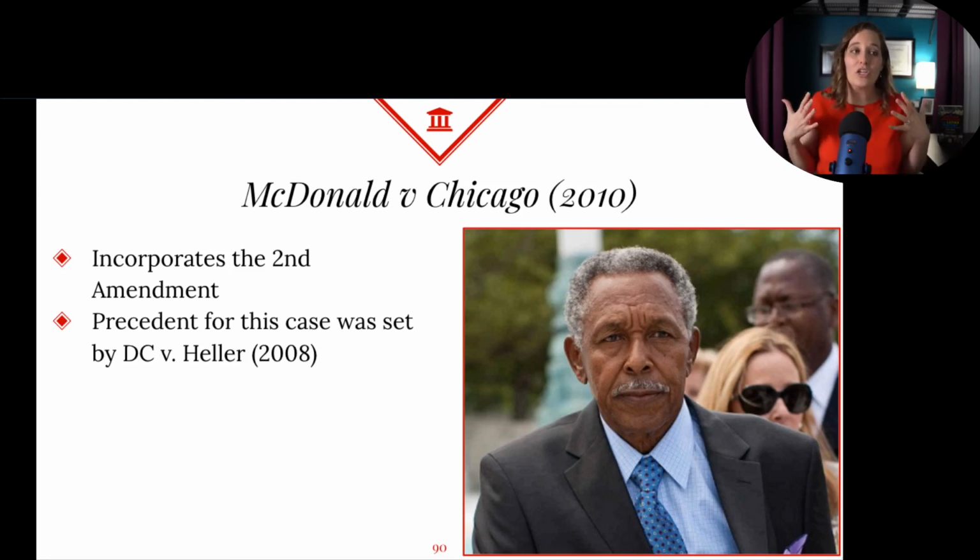So the thing that you need to remember, so first, precedent was set by DC versus Heller. And so the court was very easily able, through stare decisis and precedent, to say, yes, McDonald versus Chicago should go the same way as DC versus Heller. And second, selective incorporation in McDonald versus Chicago is applied to the Second Amendment.